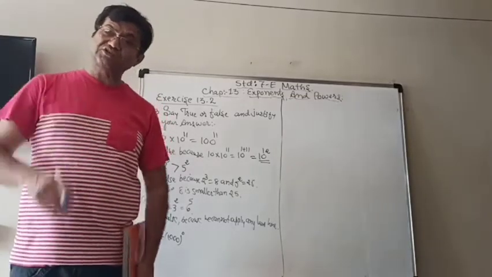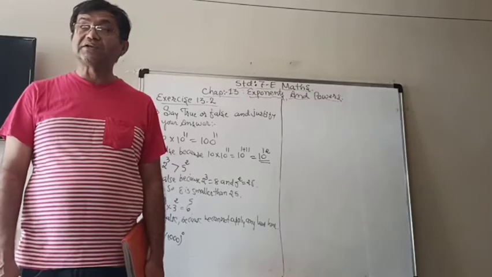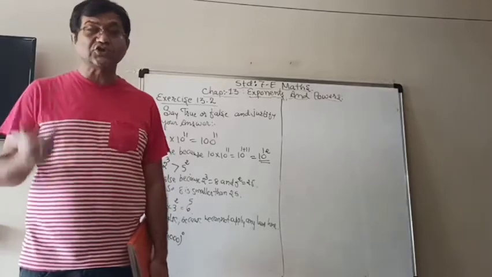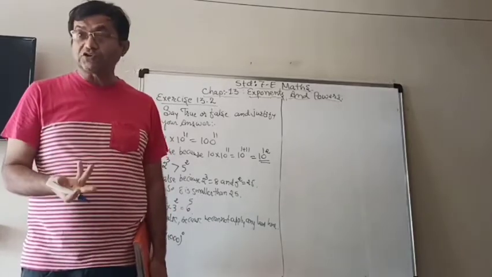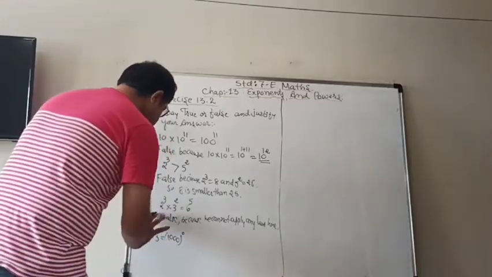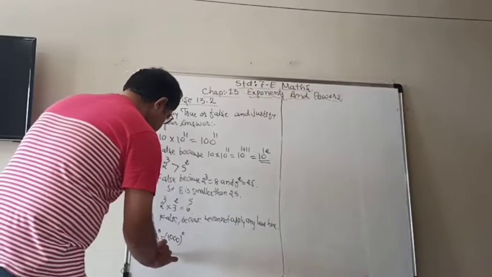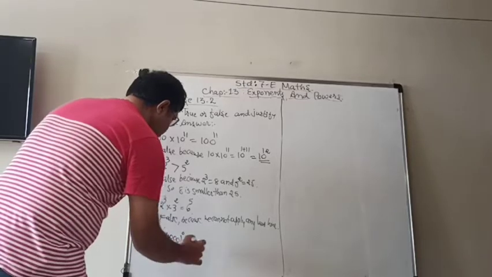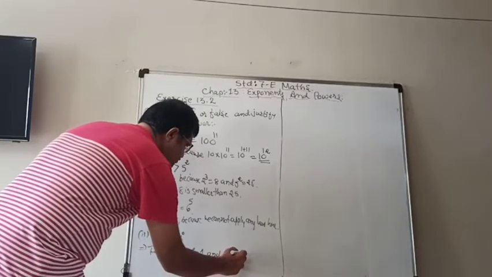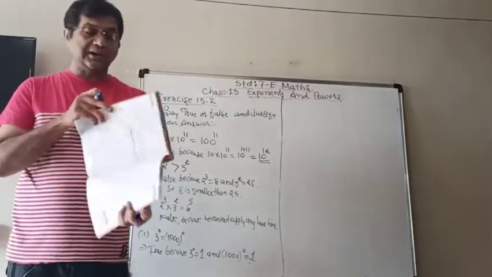3 raised to 0 and 1000 raised to 0 cannot be equal? Or what? It is equal. You know that any number raised to power 0 is 1. So 3 raised to 0 is 1, 1000 raised to 0 is 1, a crore raised to 0 is also 1. So they have the same answer. So it is true, because 3 raised to 0 is 1 and 1000 raised to 0 is 1. So both of them are equal.